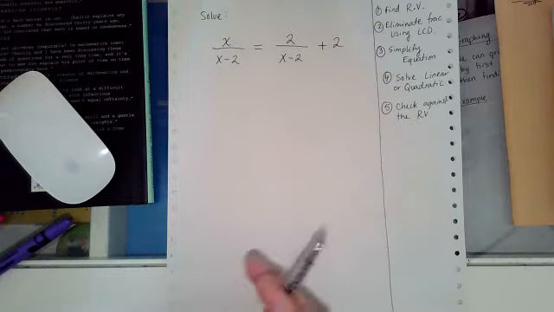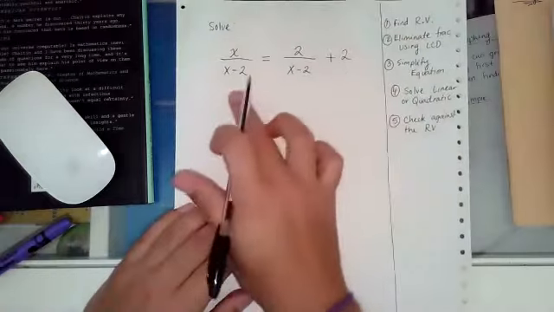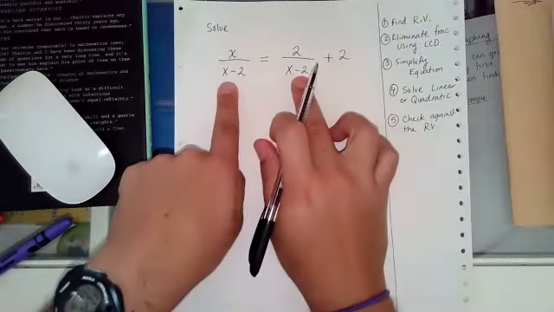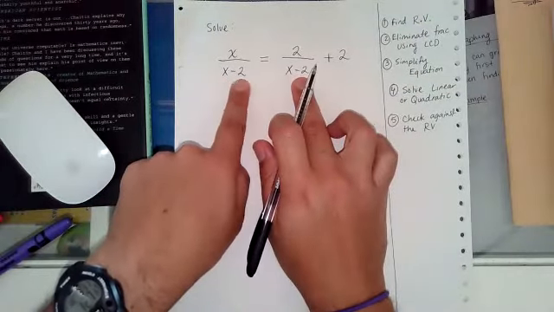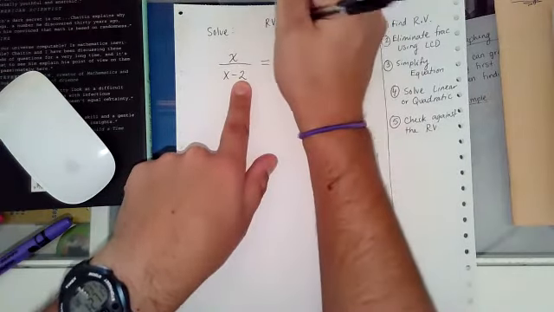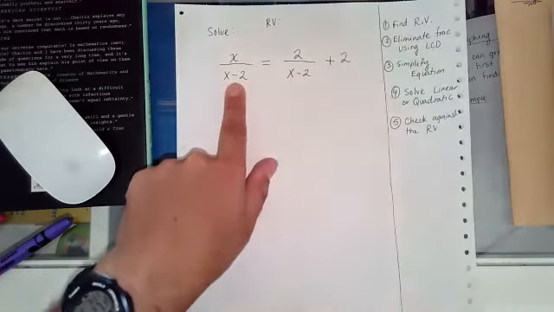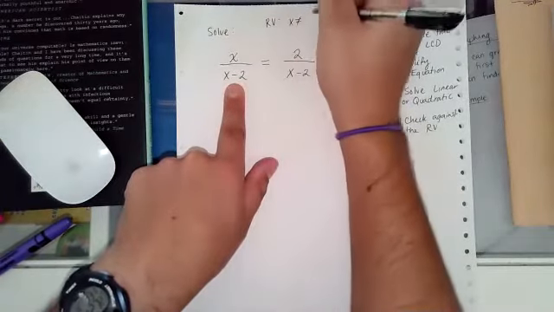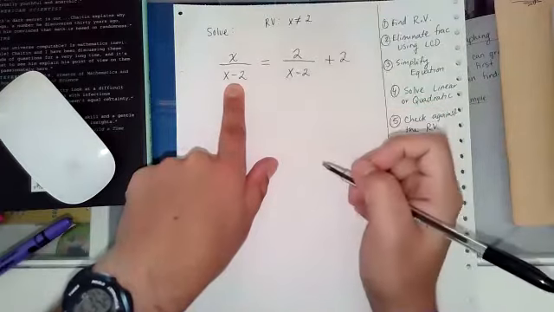So the first thing we have to do here is identify what the restricted value is. If you look at both of these terms, the denominator has x minus 2. If we set that equal to 0 and solve, it's pretty easy to see that x cannot be equal to positive 2.